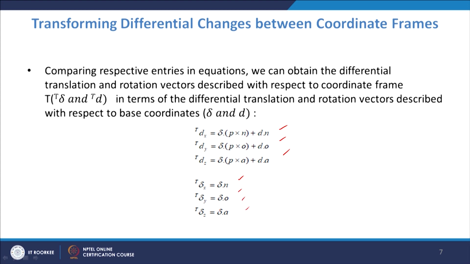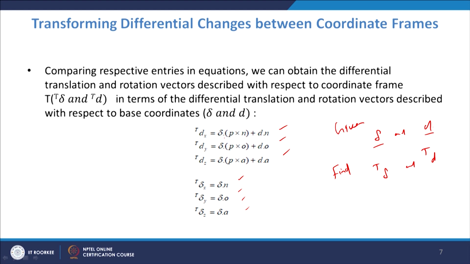So, what is important in this formula is, if we know del and d, that means the translational velocity and rotational velocity with respect to the fixed frame, if it is given, then we can find the translational velocity and rotational velocity with respect to the current frame. Given the small changes with respect to the fixed frame, we can find the corresponding small changes with respect to the current frame. So, that is the importance of this result.